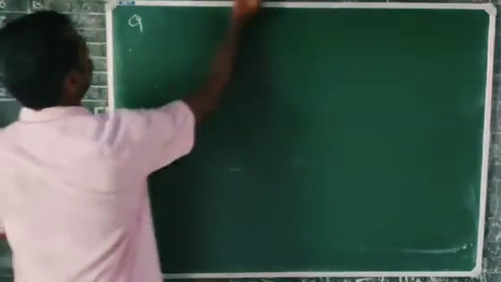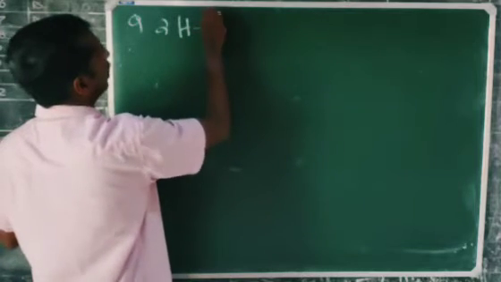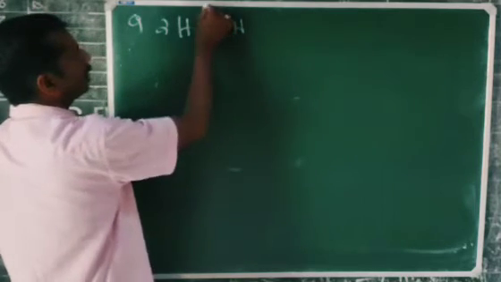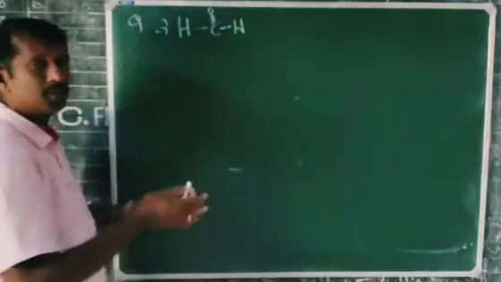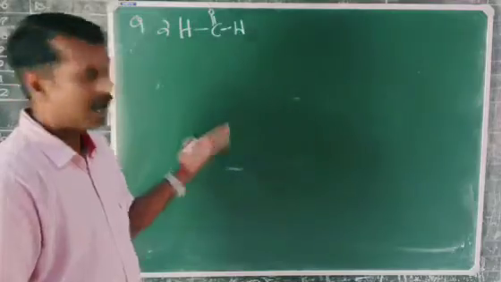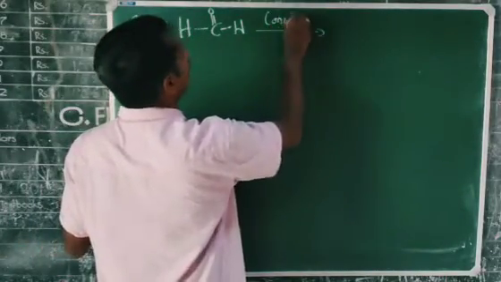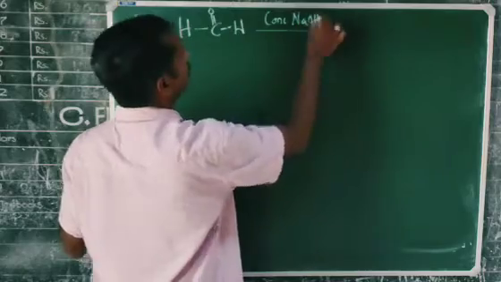Example. Let us take formaldehyde, HCHO. There is no alpha hydrogen because the CO group is not attached to any carbon. There is no alpha carbon and hence there is no alpha hydrogen. So on treatment with concentrated NaOH, what will happen?